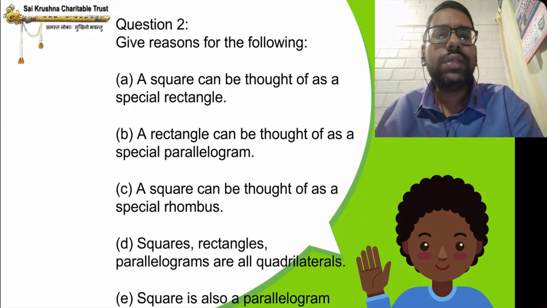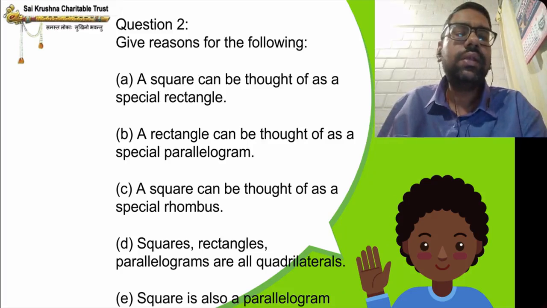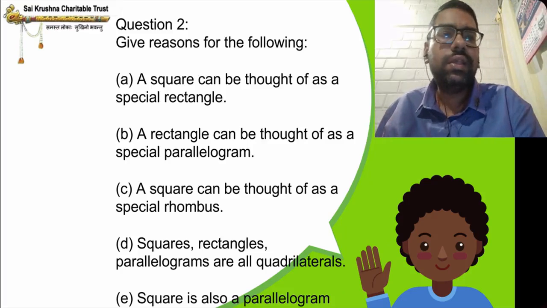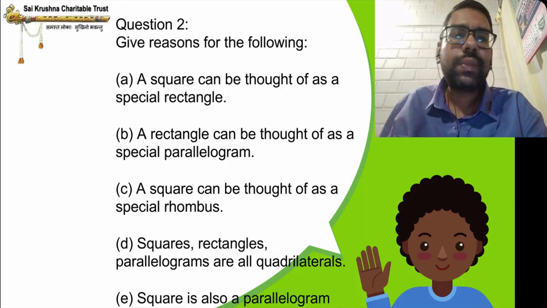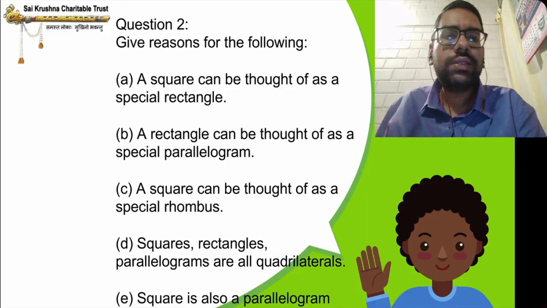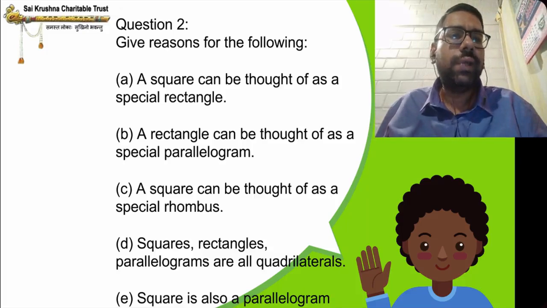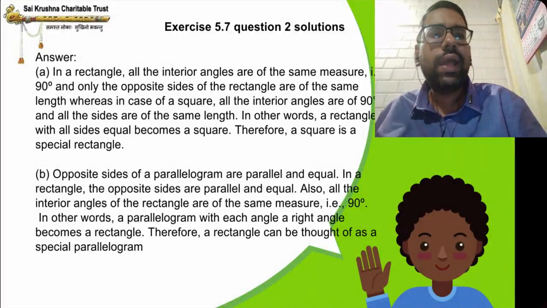C: A square can be thought of as a special rhombus. D: Squares, rectangles and parallelograms are all quadrilaterals. E: A square is also a parallelogram. You have to give reasons why. I have given the answers. So, the answer to question number A.